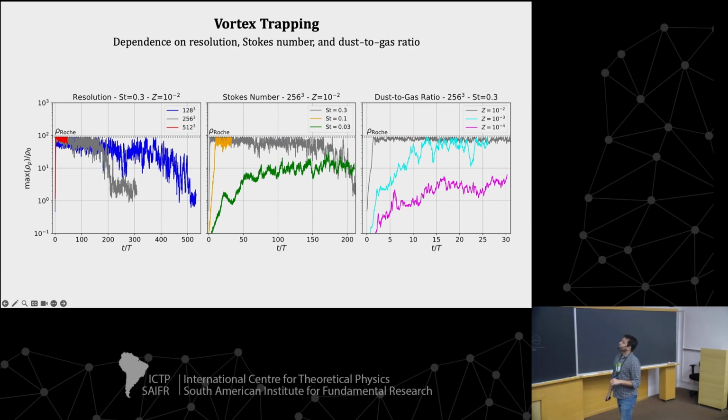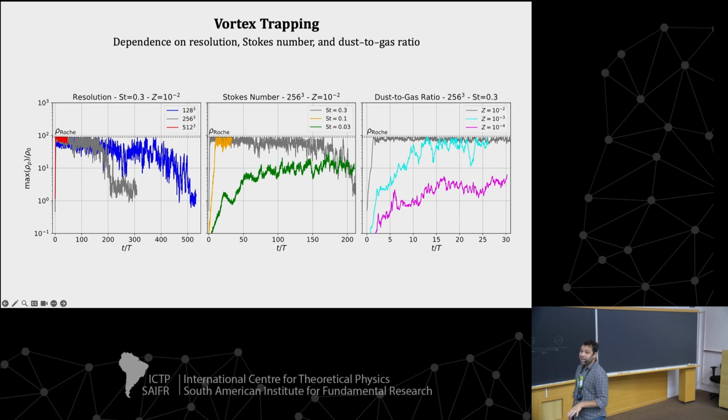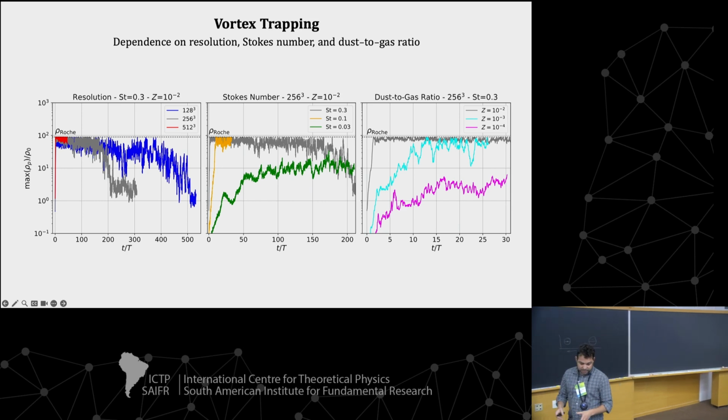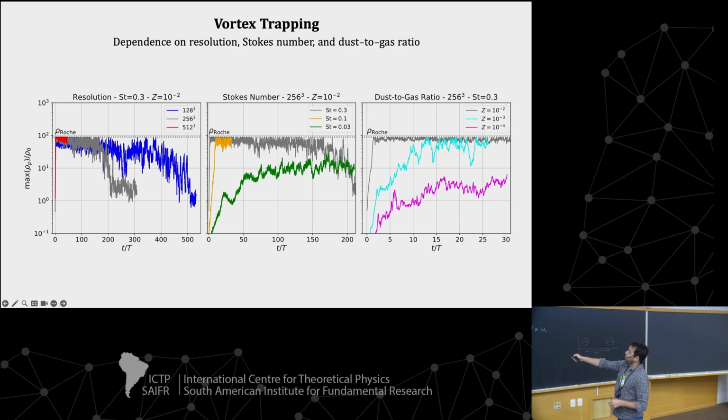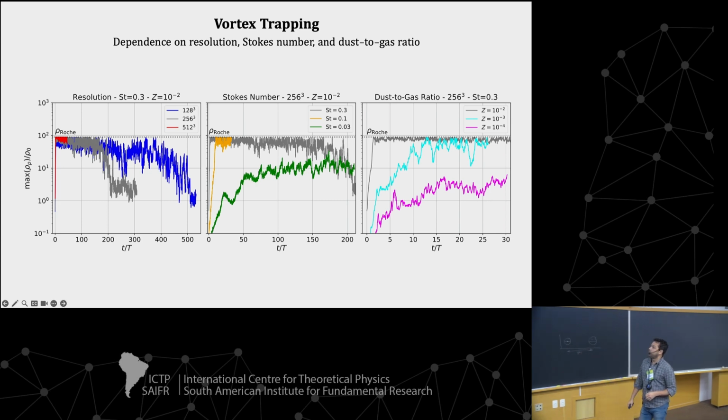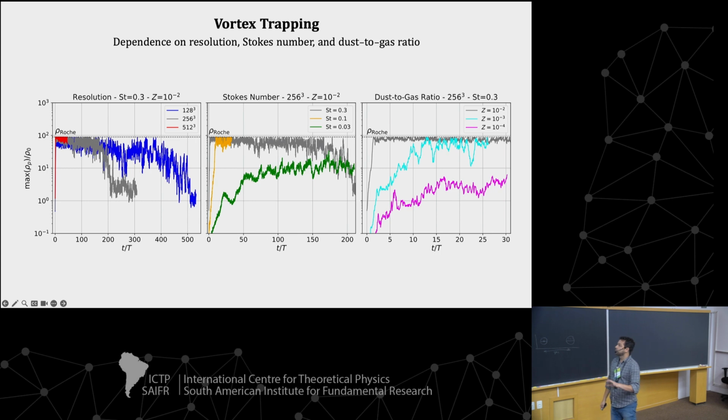But in this figure here, we're showing what happens if you relax that. So this is the dependency on the objects formed. So we're showing here on the x-axis, that's the time, and on the y-axis, the concentration of dust grains, right? The maximum dust density that you achieve. The Roche density in this model is close to 90 in these units.